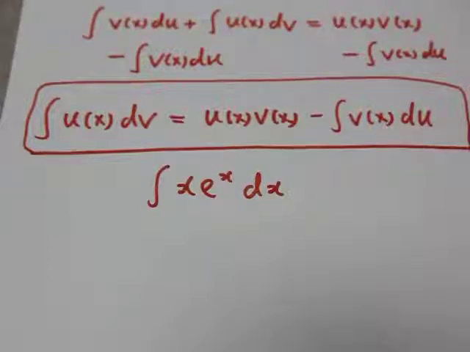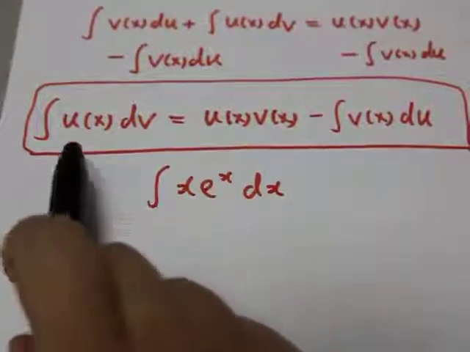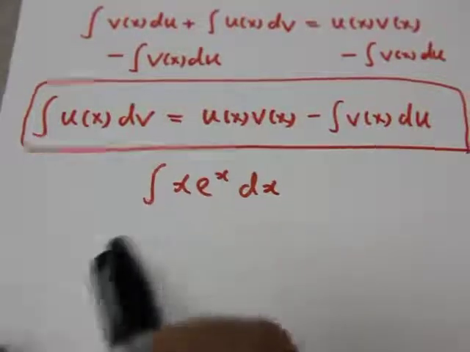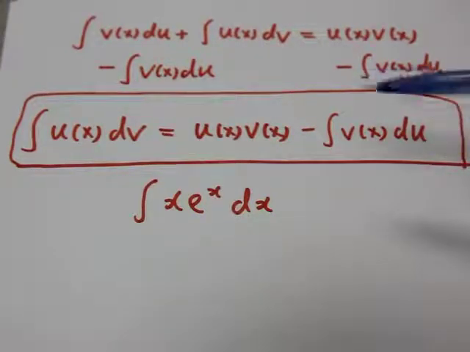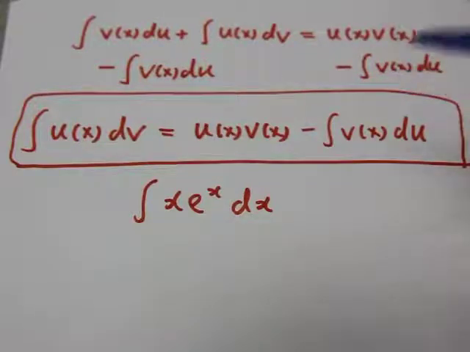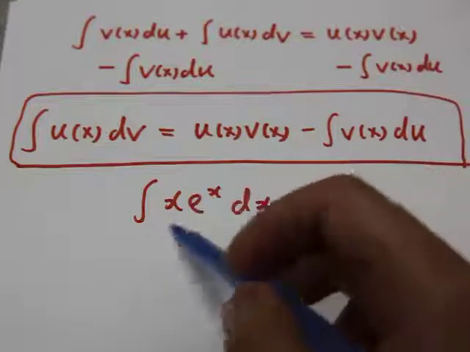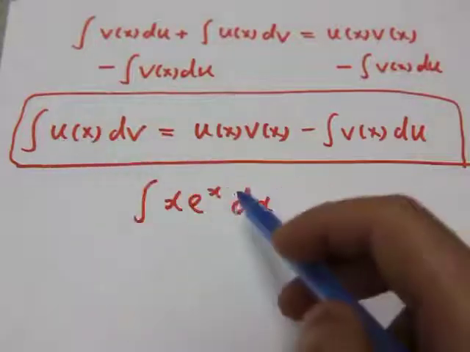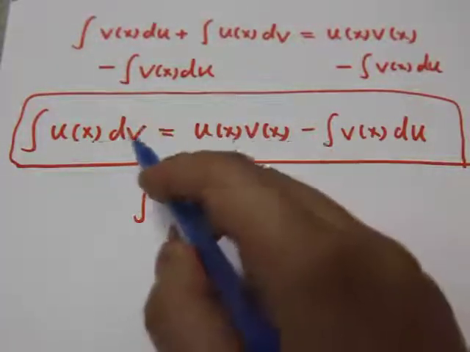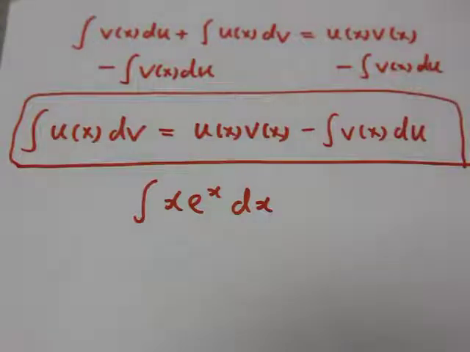Okay, now let's try to use this formula to solve this integral. When we do the integration by parts, the key, or the first step, is to determine which part of this expression we let be u(x) and which part we let be dv. It is similar to when we use u-substitution, right? The first step is to determine which expression we let be u.